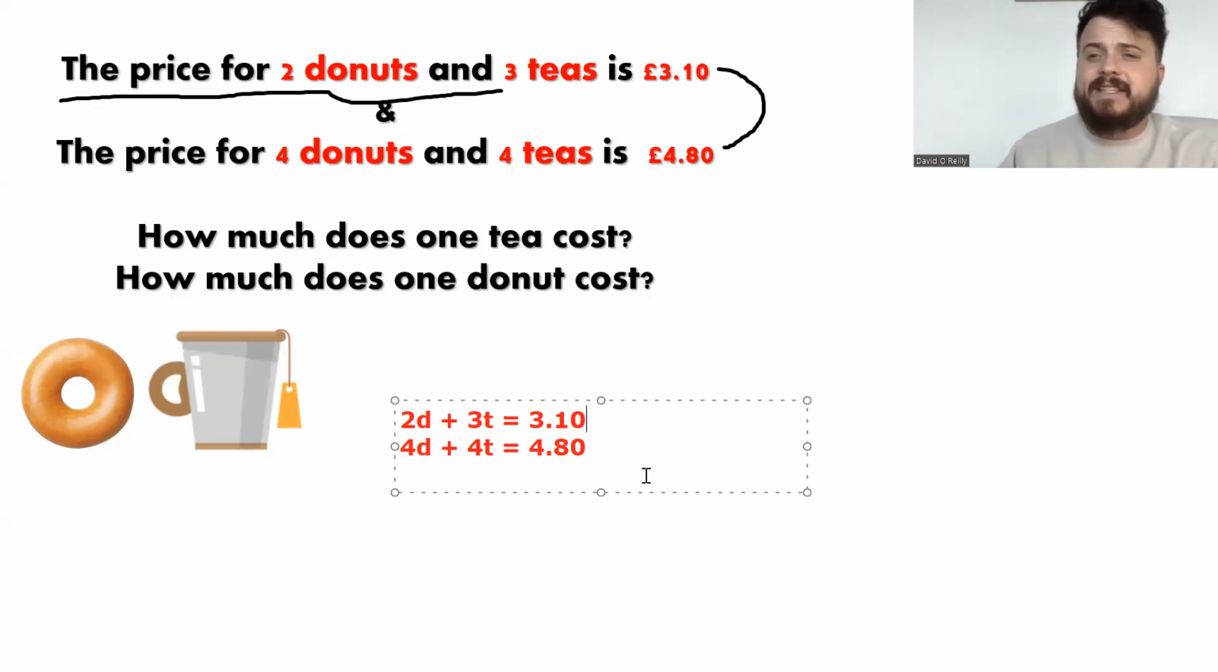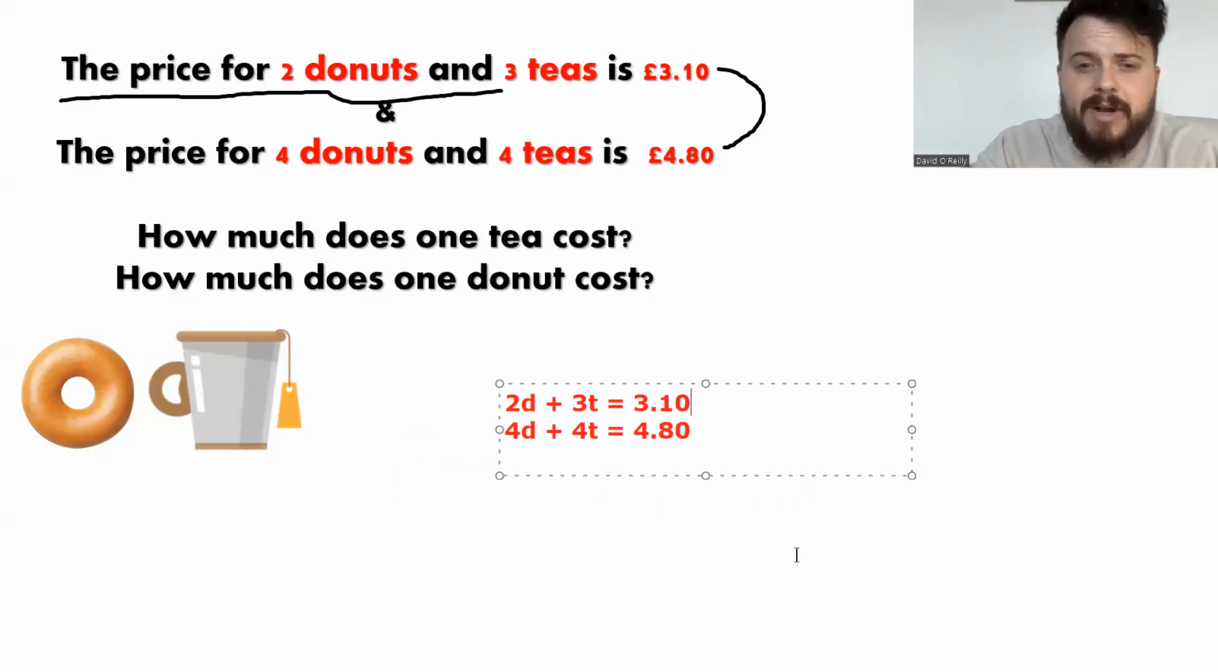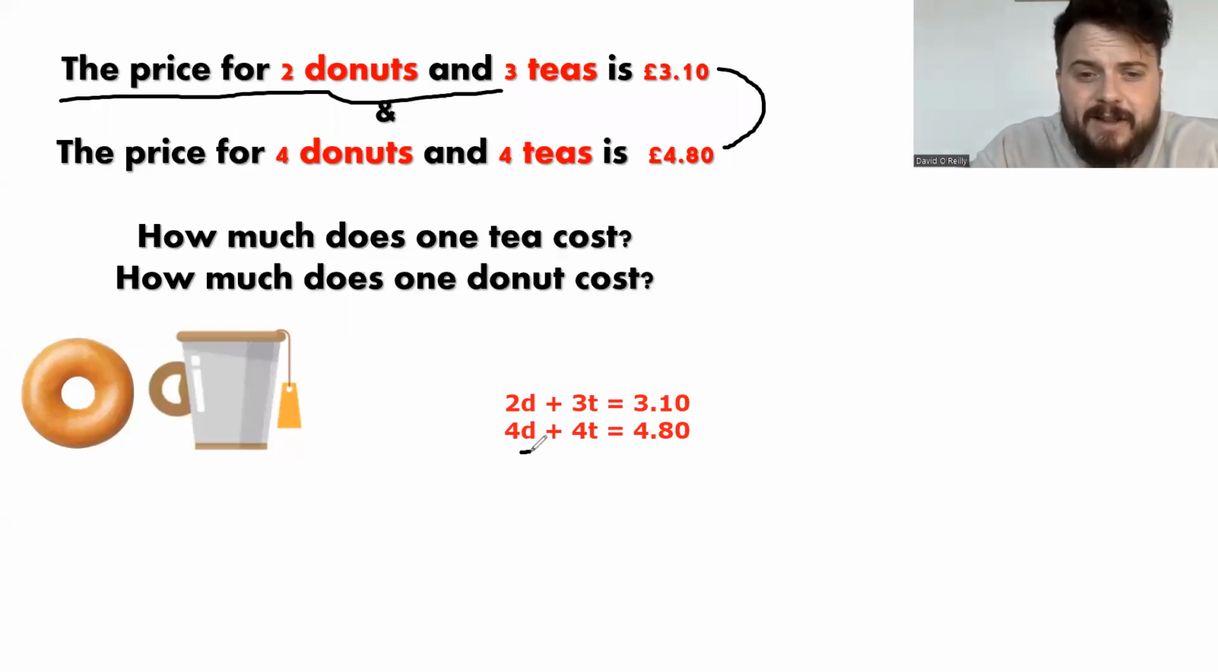The next step gets a little bit trickier. So this is what we need to do next. Our next step is to have a look at these letters that we have here, D and T. We need to make the same number appear in front of one of those letters. Sounds really confusing, right? Basically, let's look at the D's. We've got 2D and 4D. They need to be the same number. Or we can look at the T's.